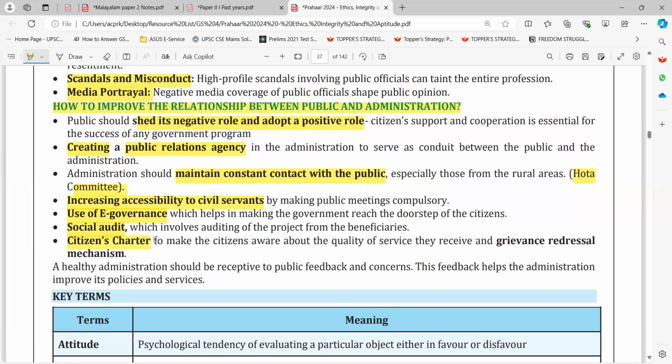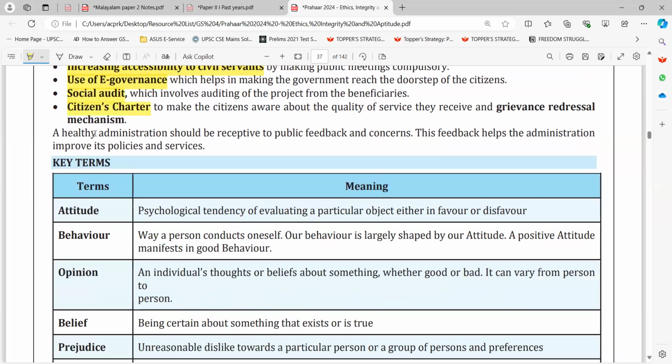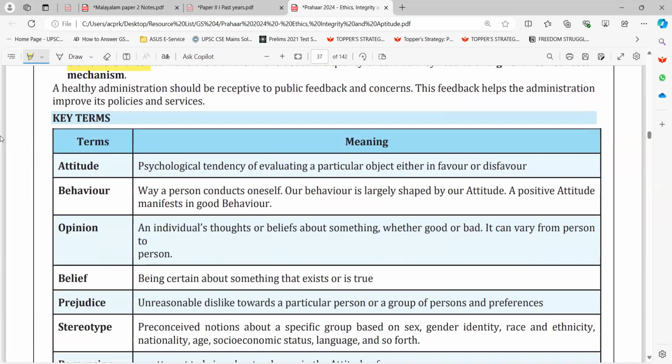Citizens charter, to make the citizens aware about the quality of service they should receive, and grievance redressal mechanism. A healthy administration should be receptive to public feedback and concerns. This feedback helps the administration improve its policies and services. Okay, key terms and their meaning.